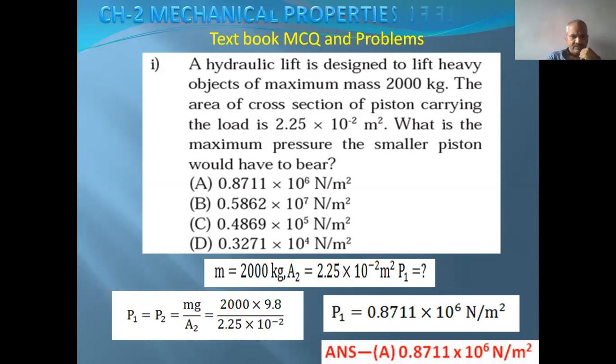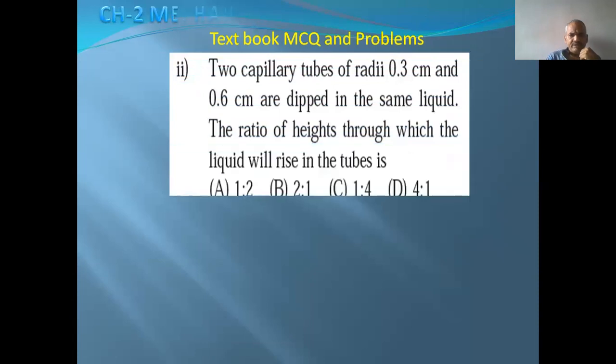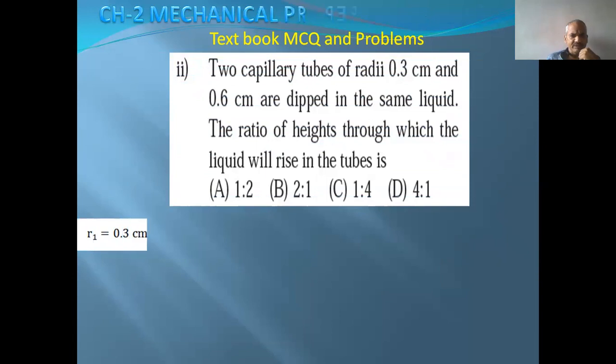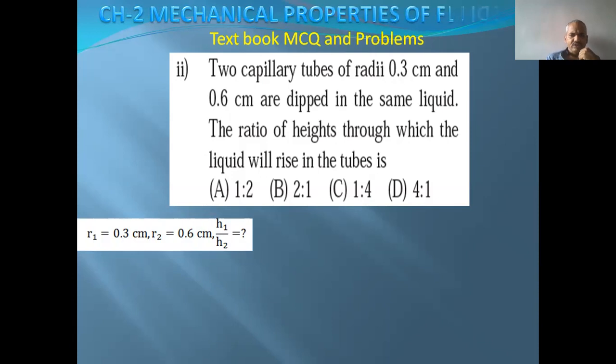Now the next MCQ. The two capillary tubes of radii 0.3 and 0.6 centimeter. The radii of the two capillaries are given. The first one whose radius is 0.3 centimeter and the second one is 0.6 centimeter. And we have to find out the ratio of heights through which the liquid rises in the tube.